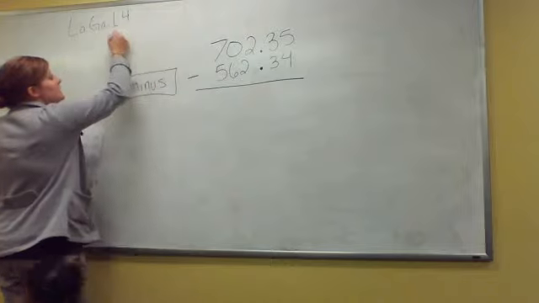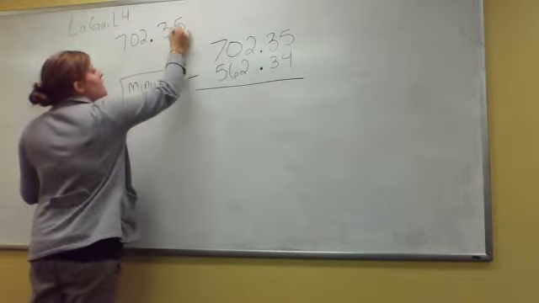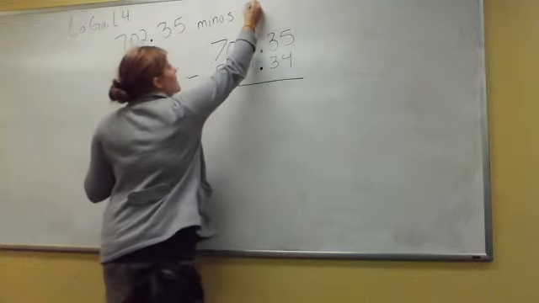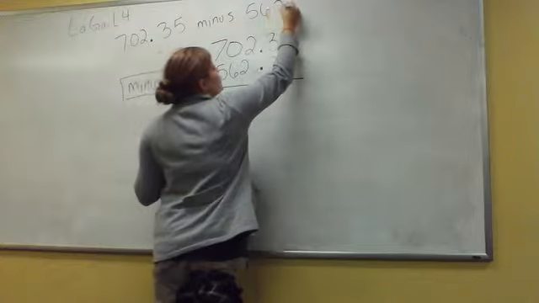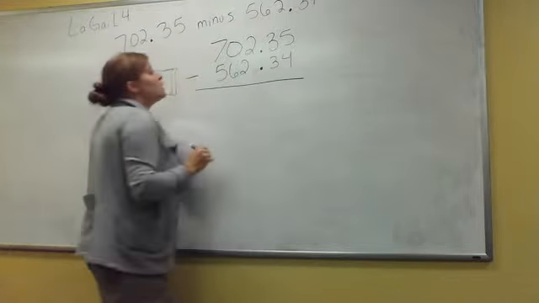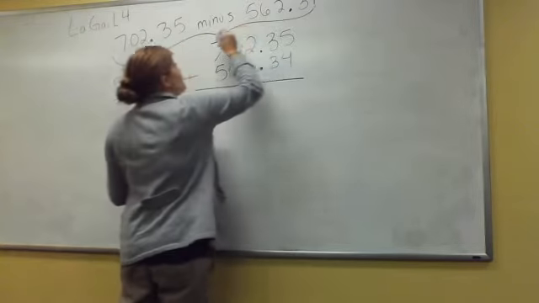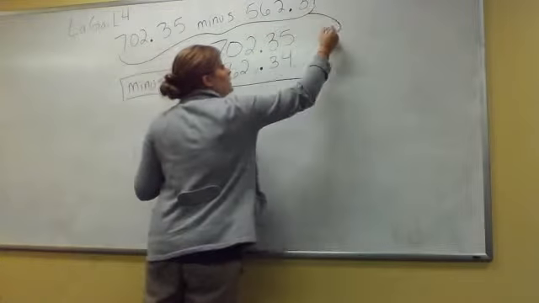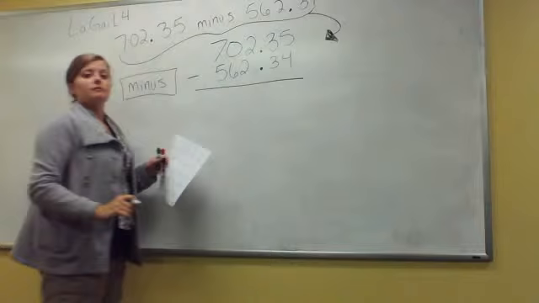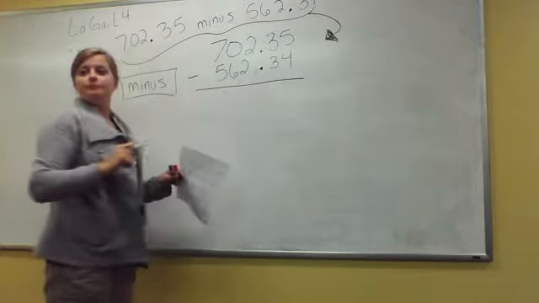Alright, so if I said 702 and 35 hundredths minus 562 and 34 hundredths, this is how you write right here, this stuff. It is this number minus this number.